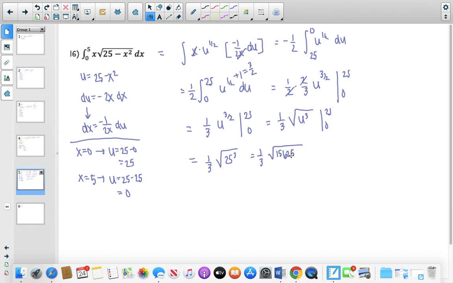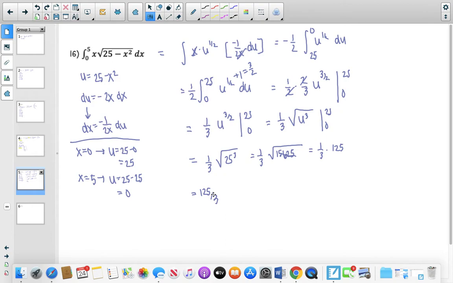But my guess is you can take the square root of it. You can, and it's 125. So you get 1/3 times 125, and I'm just checking here. And that doesn't simplify, so you get 125 over 3.